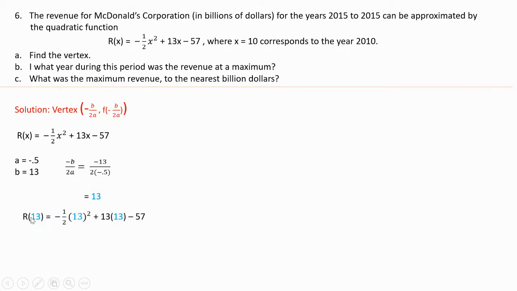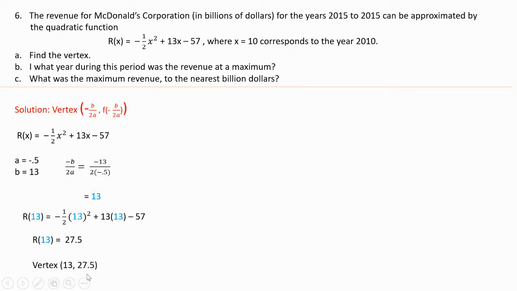So then I find R of 13, which means I'm going to plug 13 back into the original function for every x. So I'm going to plug it in here and also here. You see right there, the 13. So you put that in the calculator, it's going to give you 27.5. So that's my vertex, 13, comma, 27.5.